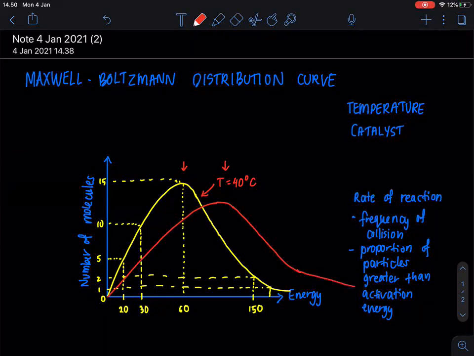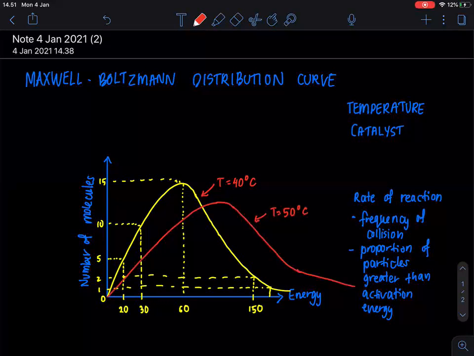So this is going to be temperature, which is going to be more than 40. Let's say this is going to be temperature 50 degrees Celsius. So what can I say about this new temperature, the distribution, and what can I say about the energy of the particles? We obviously can say that the most probable energy earlier was 60, but now the most probable energy is no longer 60, it's going to be more than 60.